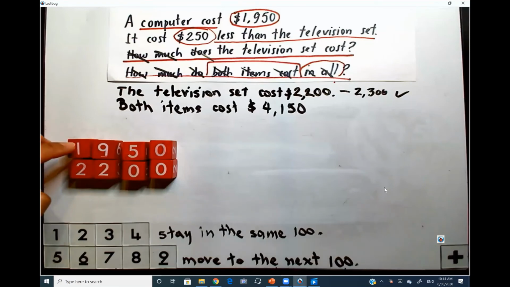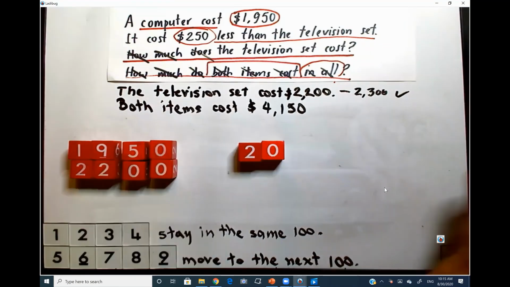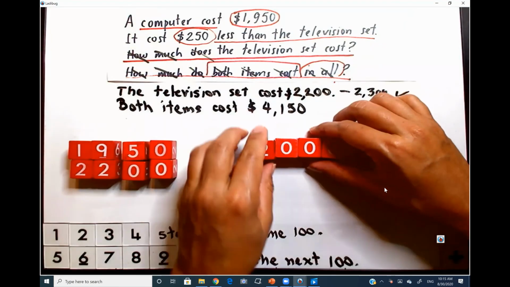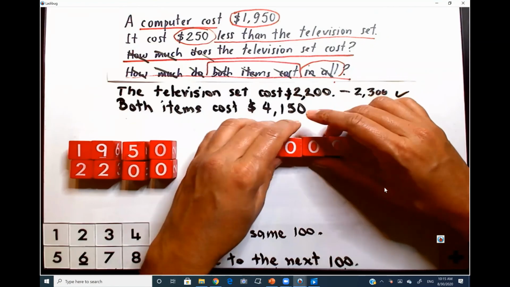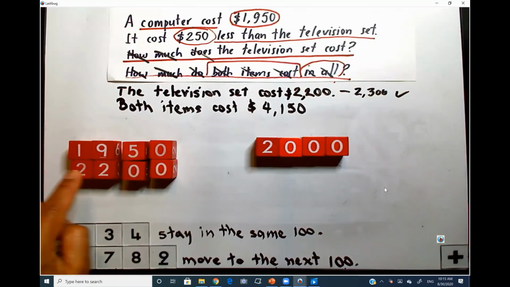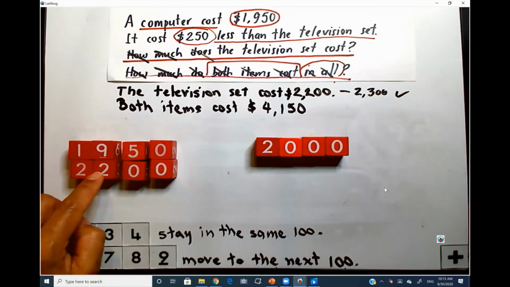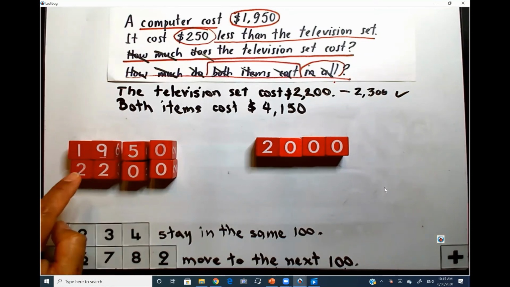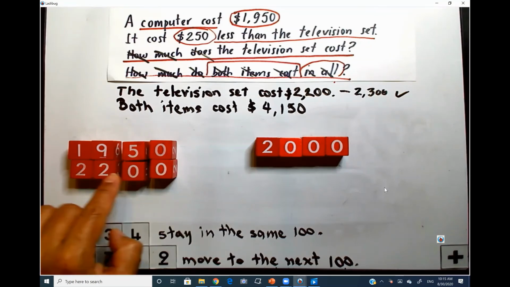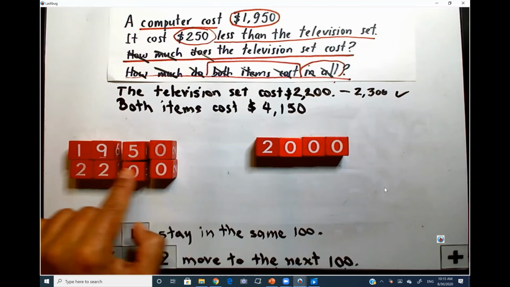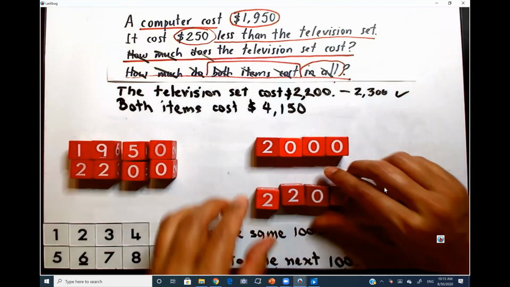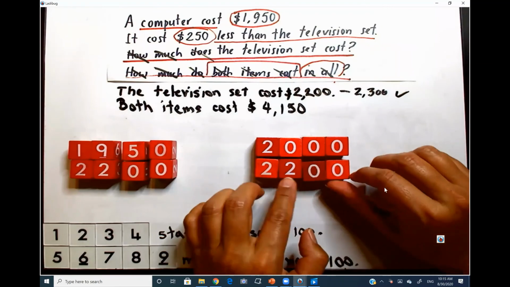Because 1950 has the 5 in the tens, and I have 1900s, the 1900s are going to become 20 hundreds, and the 50 is going to become a 0. So this is about the price of the computer, $2,000. And then because in the price of the TV, I have a 0 in the tens, I'm going to stay in the same one. Even though here it doesn't say the 0, it makes sense that it's going to be there. It's already rounded in the hundreds. So this price stays the same. The television costs around $2,200.